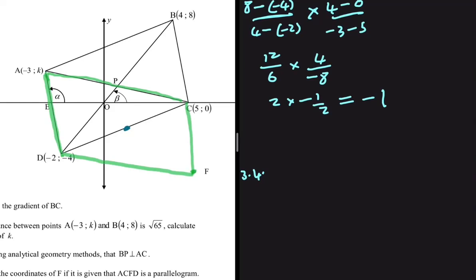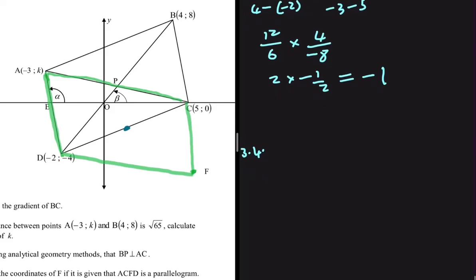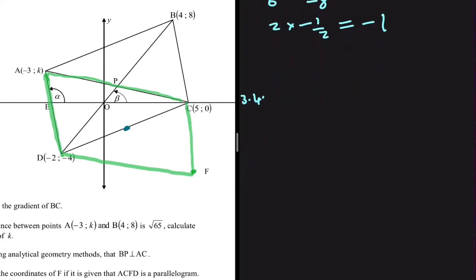Instead of doing that, we're gonna use translation. Let me show you how, if you're not familiar with the concepts. So let's look at the x value of A. The x value of A is -3, and the x value of D is -2, and then the x value of C is 5. What will be the x value of F, right? So the way the x values of A and D differ is the same way the x values of C and F are gonna differ if ACDF is a parallelogram.